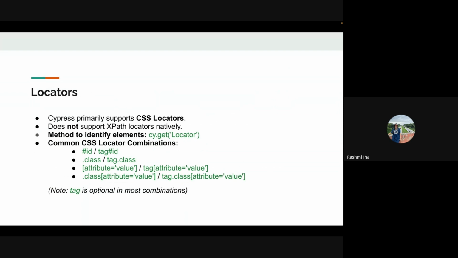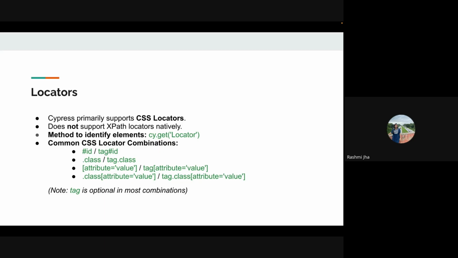The method to identify an element in Cypress is the cy.get command. Inside the brackets we need to give the locator as a parameter. So this is the syntax: cy.get(locator). CSS supports multiple combinations for locating elements. Some of them are tag id, tag class, tag attribute, and tag class attribute, and tag is optional in all the four combinations.